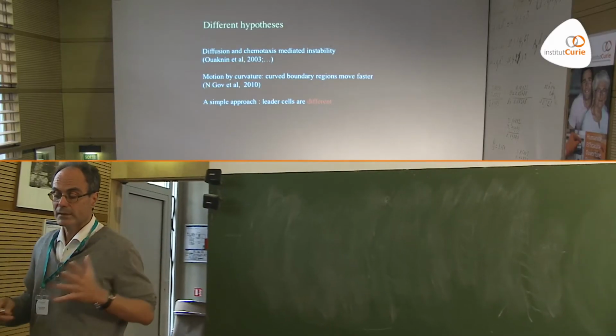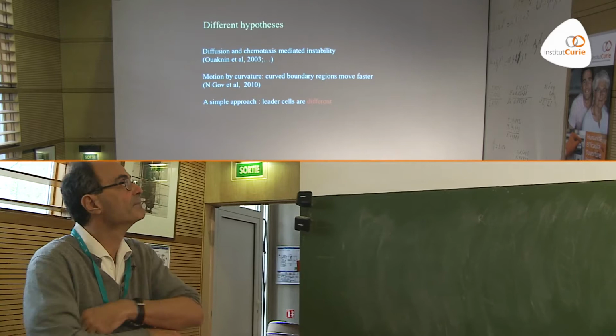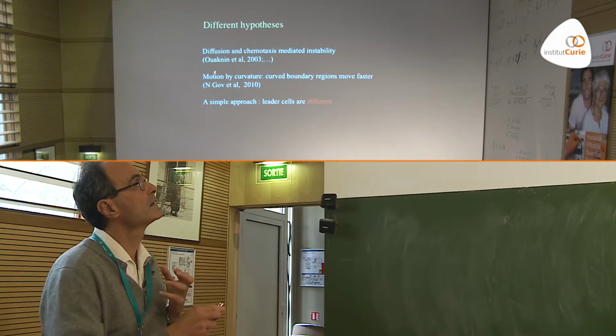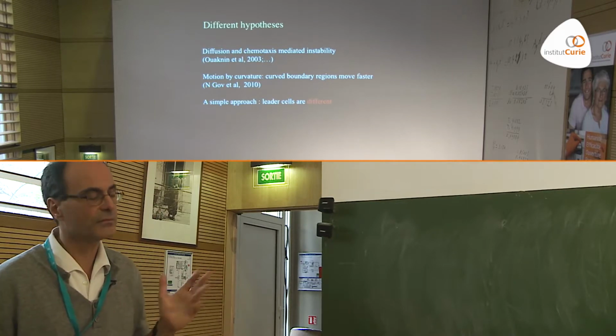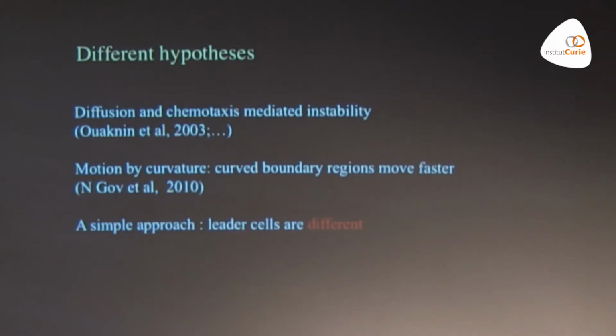And also, what are these fingers? So this has this kind of finger formation. This digitated interface has attracted the interest of several people. So there are different hypotheses. One is that it's really an instability, so it could be mediated by diffusion and chemotaxis. That was proposed by several people.